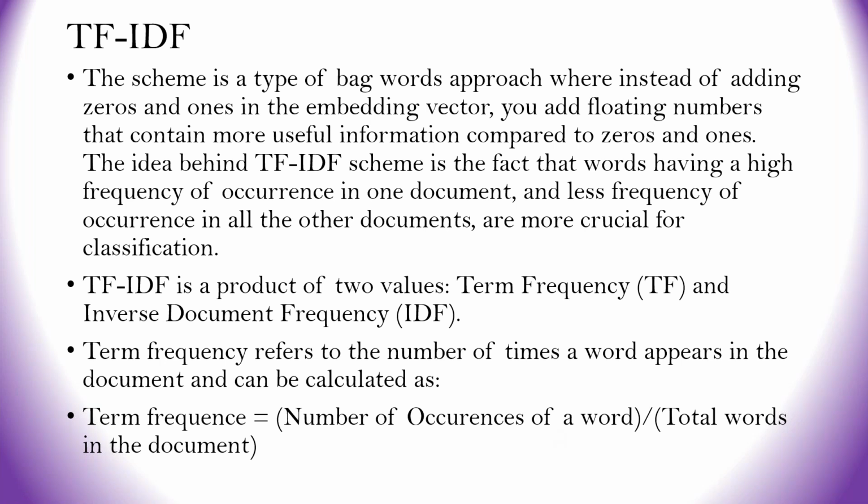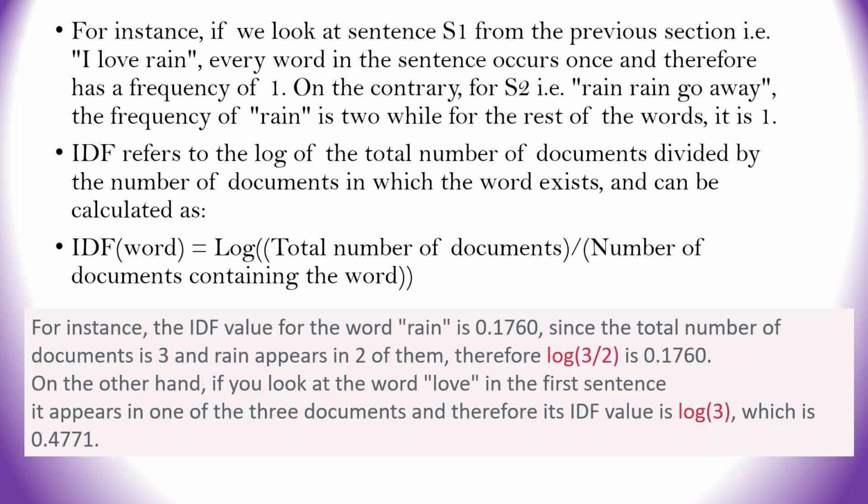For instance, if we look at sentence S1 from the previous section, I love rain, every word in the sentence occurs only once, and therefore the frequency of all the words is marked as 1, 1, 1. In contrast, in sentence 2, rain appears twice, but for the others it is going to be 1.